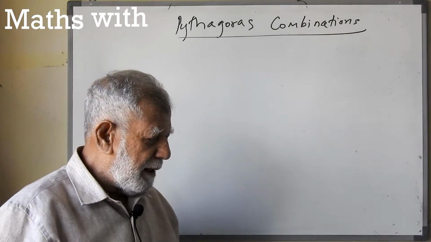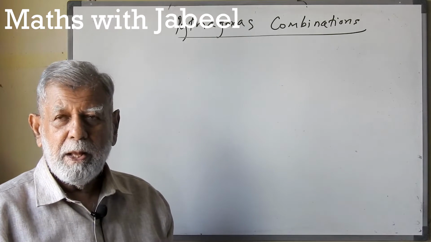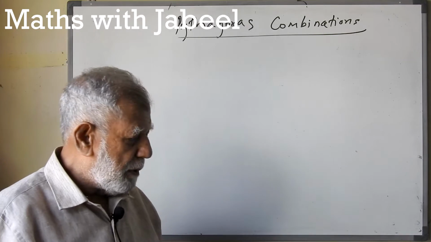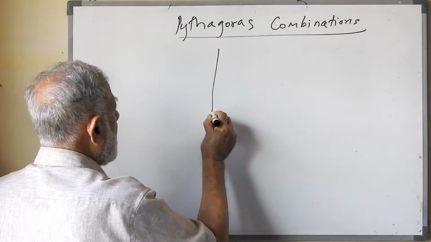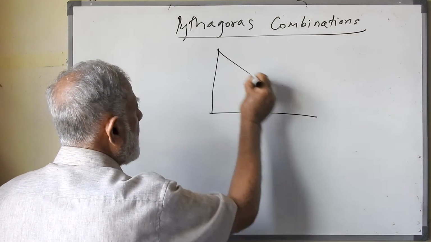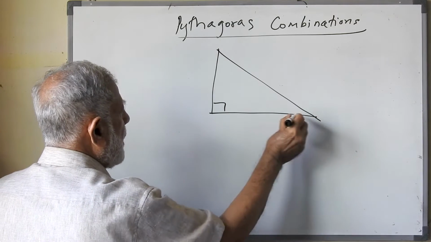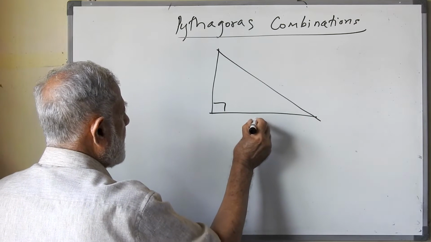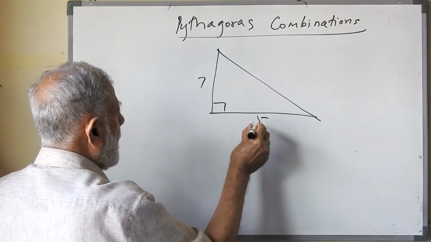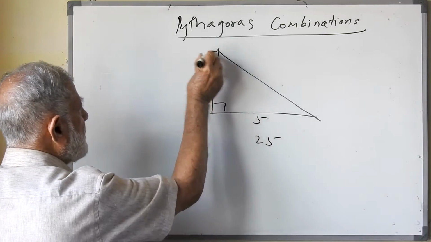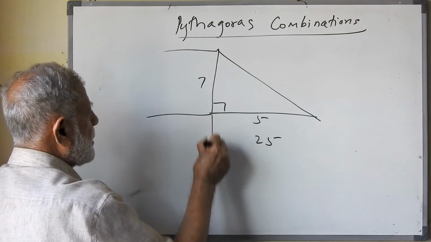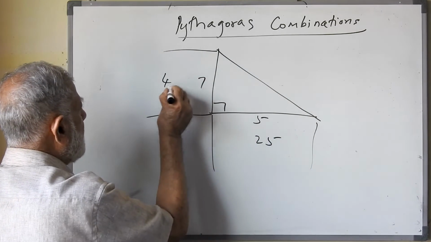In my last lesson, we studied Pythagoras theorem, and I just gave you an introduction to it. That is, Pythagoras discovered that in a right angle triangle, the square on this side, which is 5, will be 25, and the square on this side, which is 7, will have an area of 49.